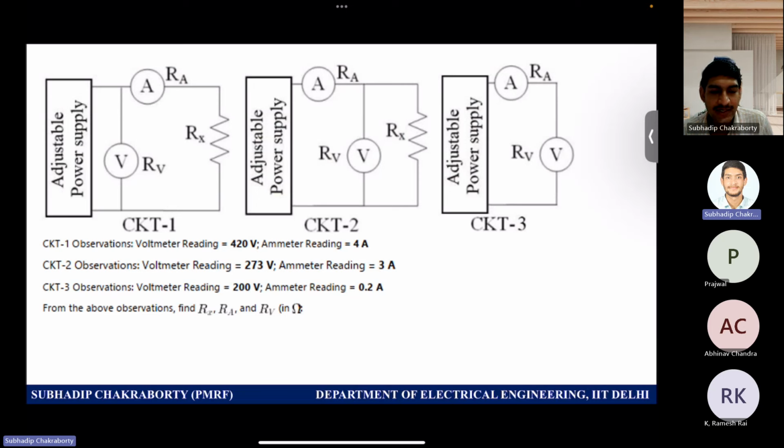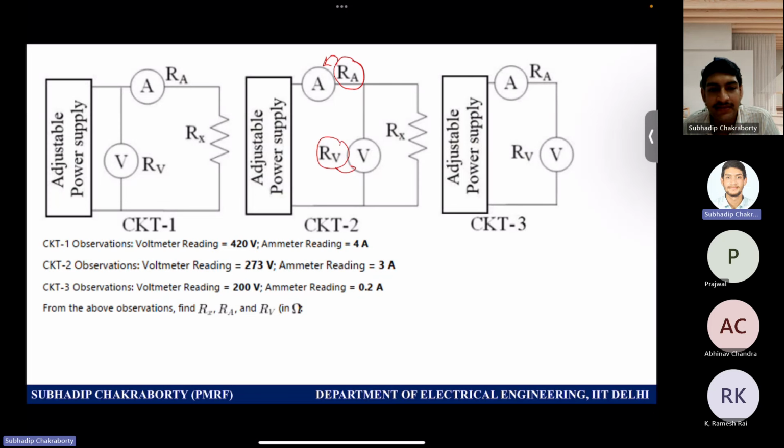So for circuit 1, as you can see, you have the same adjustable power supply and you are connecting the voltmeter across it. Thereafter you are connecting the ammeter and you have a resistance Rx. For the first configuration, the voltmeter reading is observed to be 420 volts and the ammeter reading 4 ampere. Second, you connected the ammeter in the line first, which obviously has an internal resistance of Ra. Please note, this is the internal resistance of the meter. Similarly, this is the internal resistance of the voltmeter. They are the same and not changing. You are only connecting them at different places at different times.